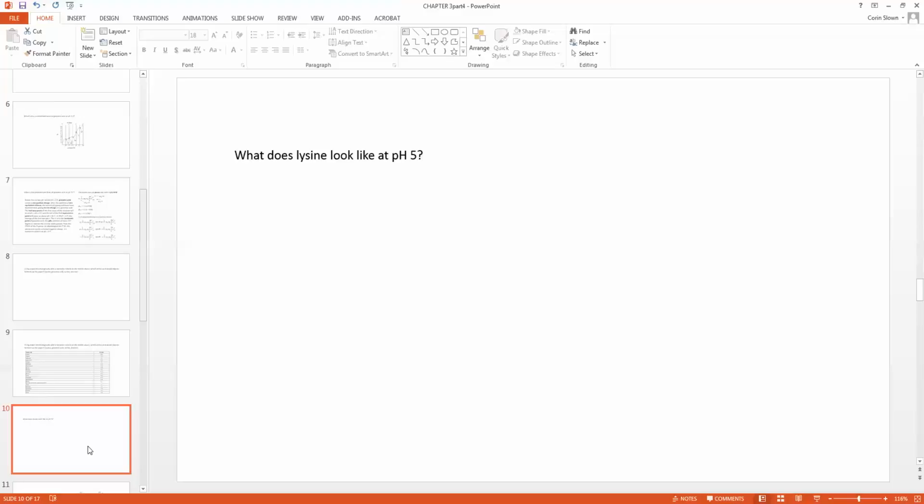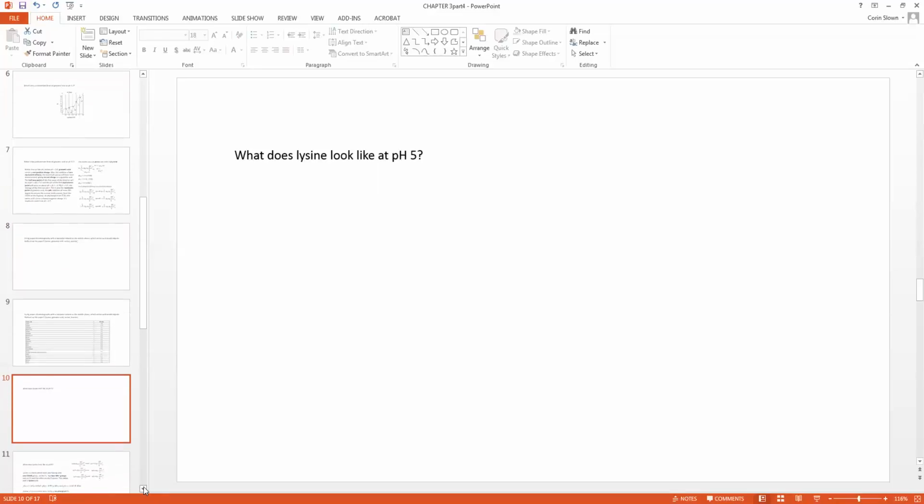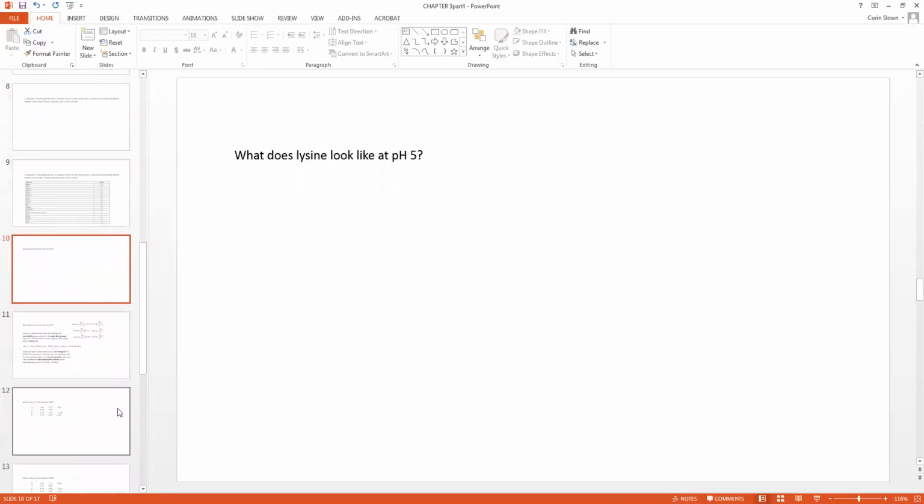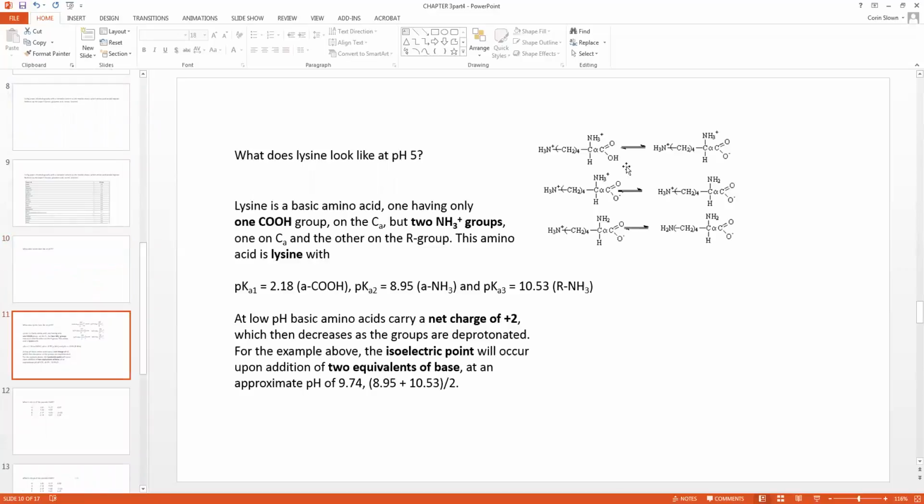So what does lysine look like then at a pH of 5? I need to take a minute and think about what I know in terms of that structure. I know that my carboxyl group, my amino group, and my hydrogen are all going to be the same. It's really the R group that's going to be different. If I think about what I know in terms of that structure, I have 4 CH2s and then this NH3 plus on the very end.